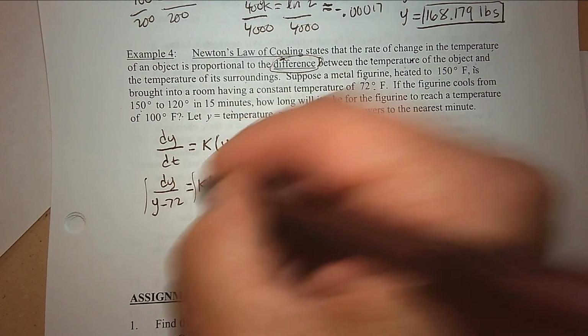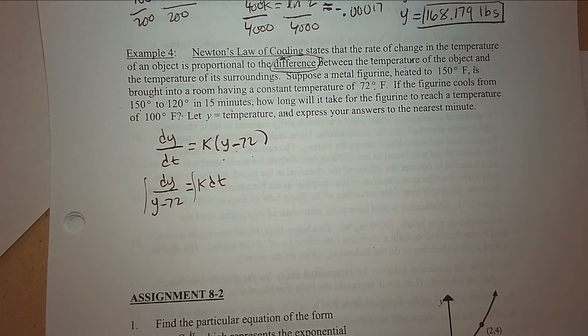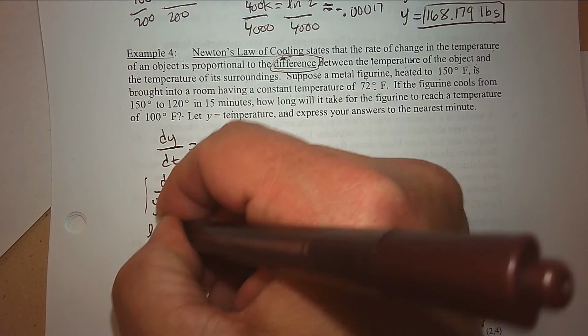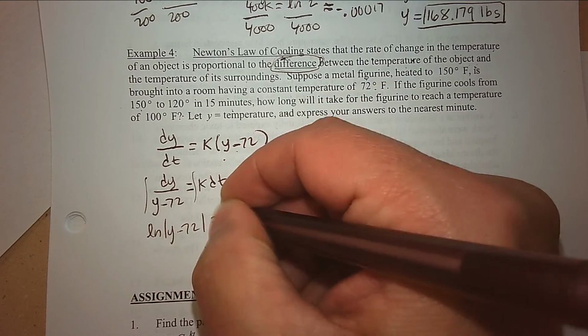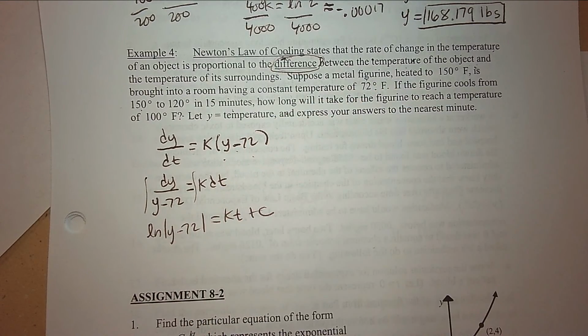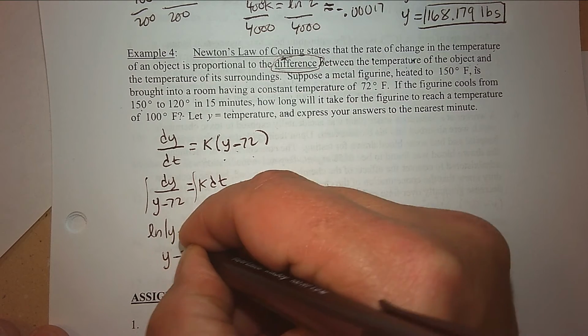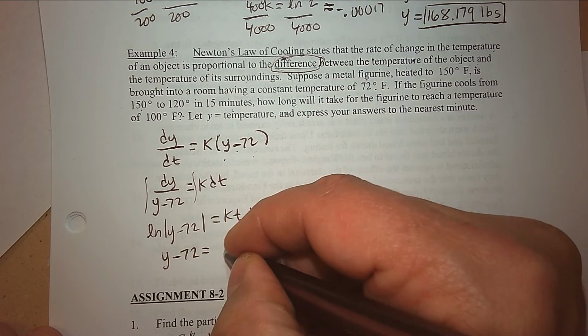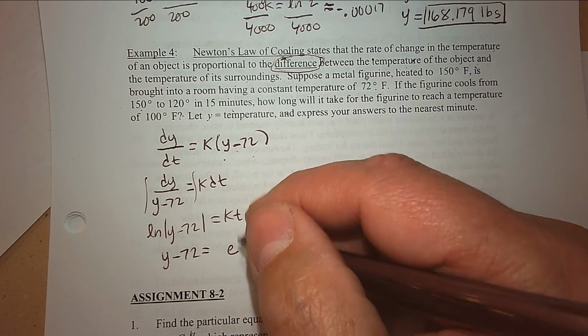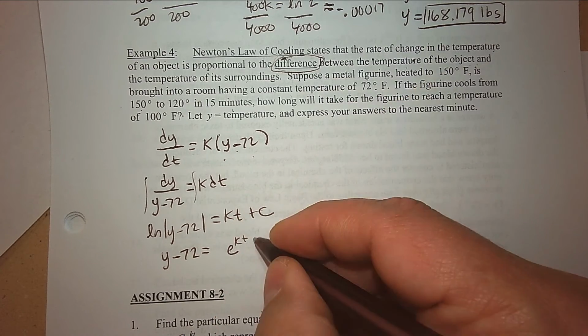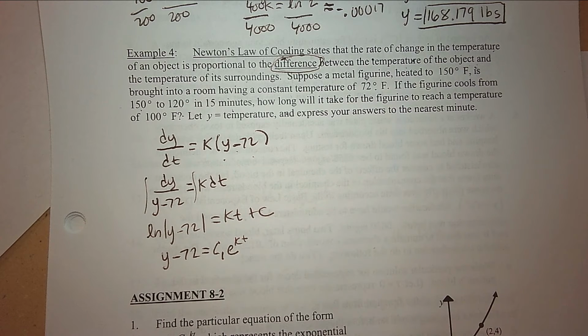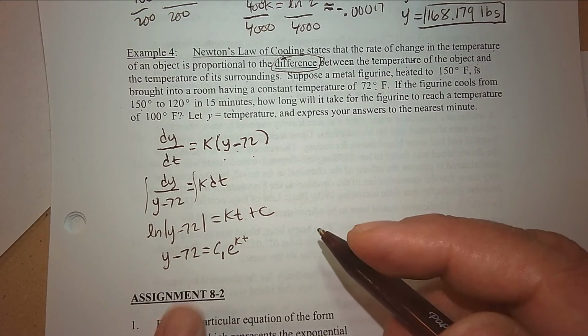What does it look like? How do I integrate that? 1 over y minus that. Ln y minus that, right? And on the other side is just kt plus the constant. How do I get y by itself? And it's e to the kt. You know enough that we can then change the value of the constant, right? And it'd be a product in front. To get y by itself, what would I do?